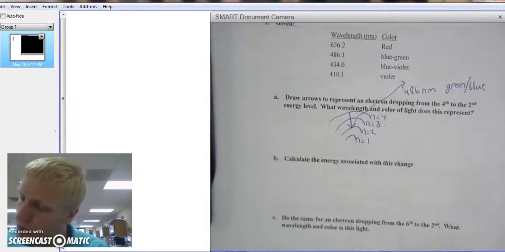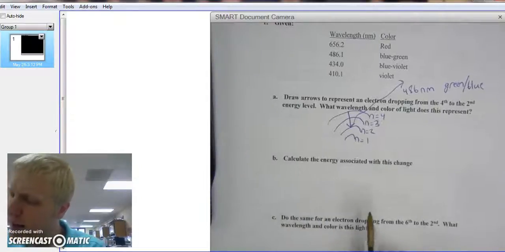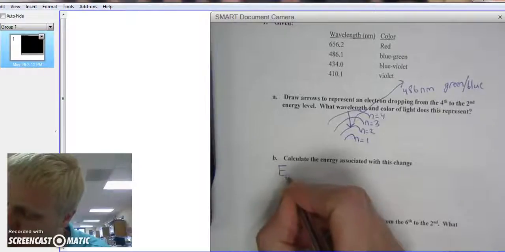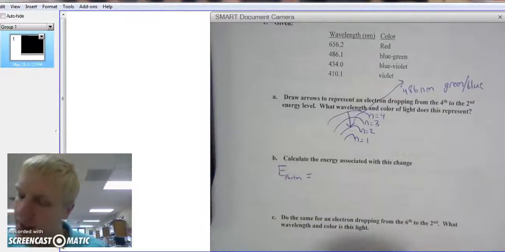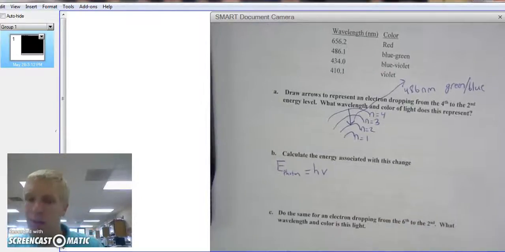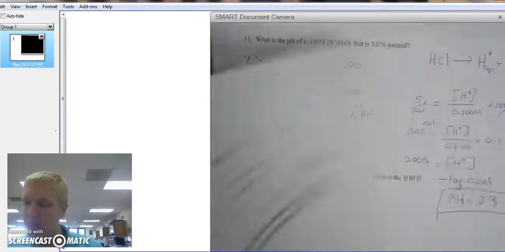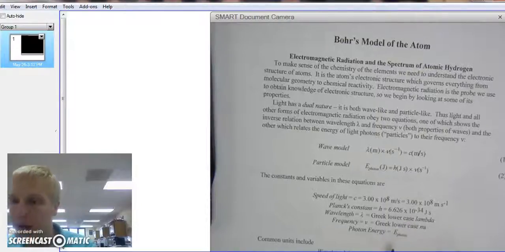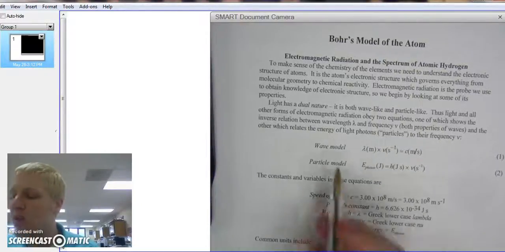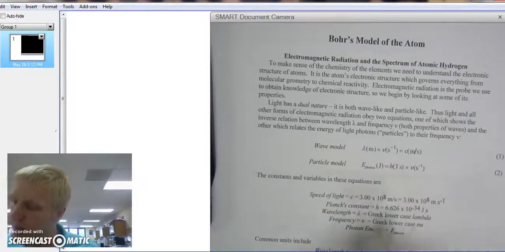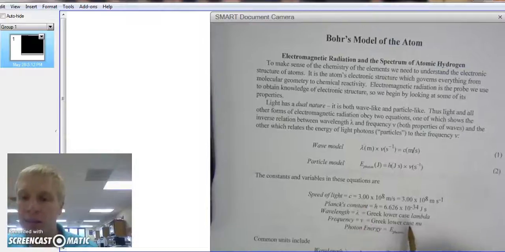Alright, so in order to answer this question, it says calculate the energy associated with this change. So energy of the photon equals Planck's constant times frequency. We don't have the energy, we don't have the frequency. All we have is Planck's constant, which is always 6.626 times 10 to the negative 34 joules times seconds. So it looks like we're going to have to do the wave model first. Wavelength times frequency equals speed of light. Speed of light is always 3 times 10 to the 8th meters per second. Frequency we're not sure, wavelength is given to us.